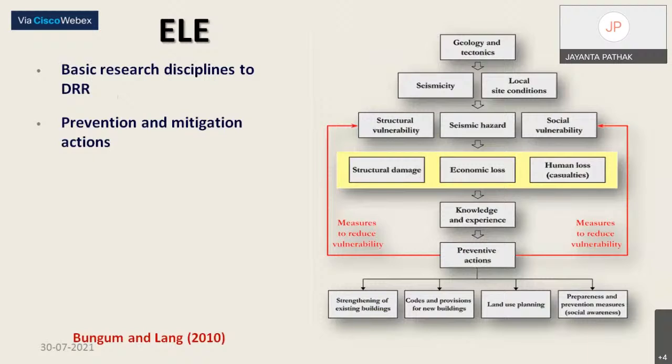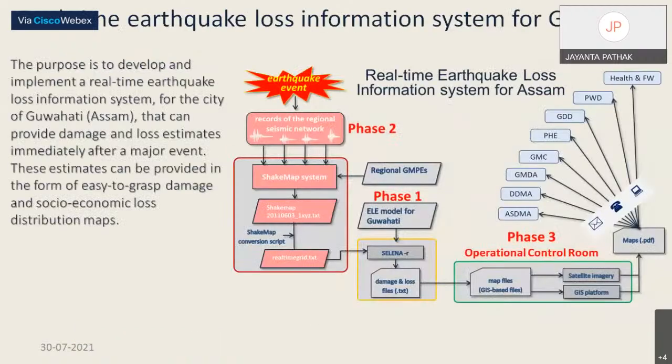So once that is established, our objective is to have a real-time earthquake loss information system for Guwahati, where we have completed phase 1. Then we are working on phase 2 that I will show you. In phase 3, we'll connect the whole platform to a seismic network.